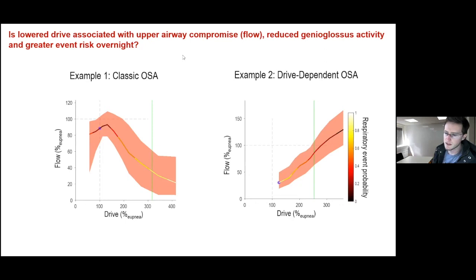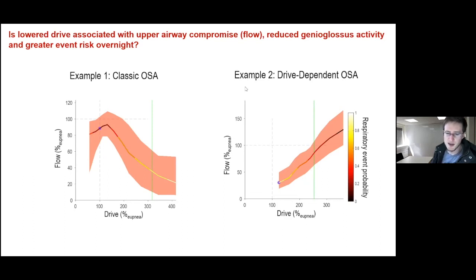We also had an interesting finding that older folks tended to have a greater compensation as well, which, after adjusting for other things related to aging, medications and so forth, disappeared, but there did seem to be a positive relationship there that may suggest that older people may have a more drive-dependent sleep apnea phenotype as well.